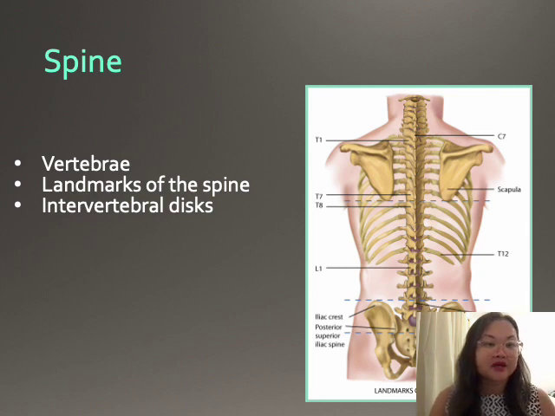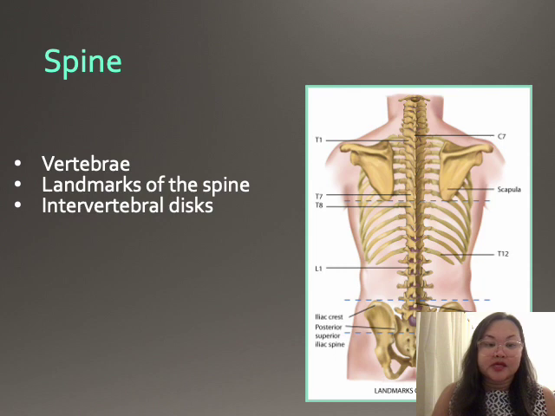Next, we have the spine. In the spine, we have the vertebrae, the landmarks of the spine, and the intervertebral discs. If you're looking at a lateral view, you can see 4 curves. We've talked about them before. We have that double S shape. The cervical and lumbar curves are concave, meaning they're inward or anterior, and then the thoracic and the sacrococcygeal curves are convex.